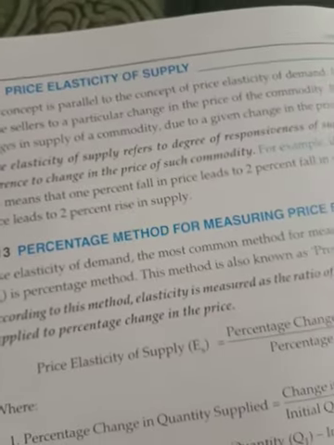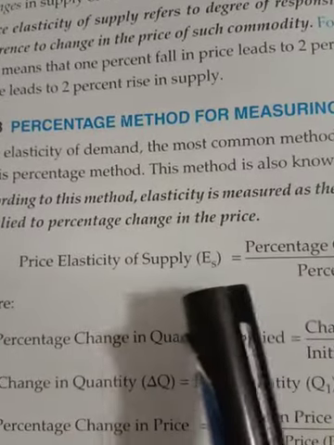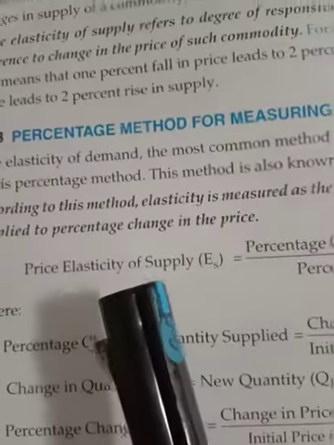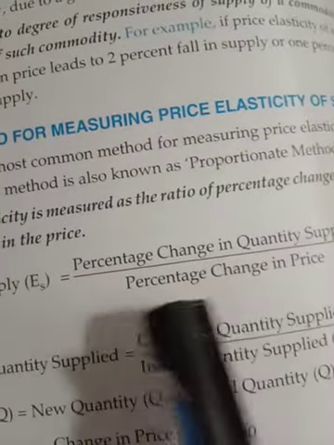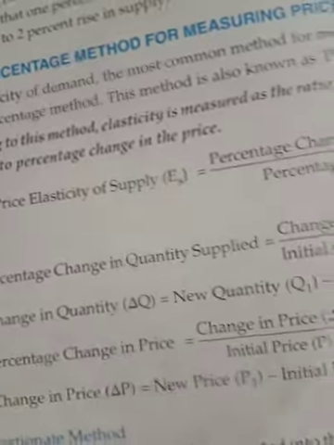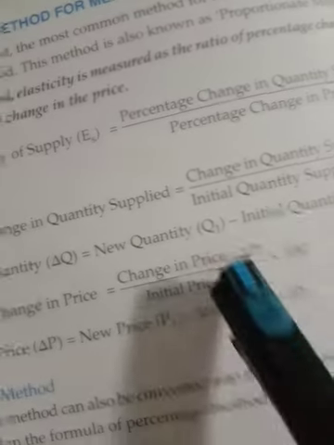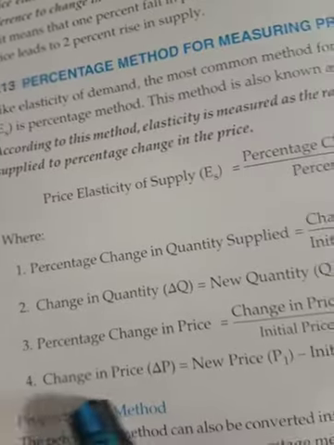Now there are two methods, the percentage method and the proportionate method. Regarding the percentage method, price elasticity of supply, also known as elasticity of supply, is also known as coefficient of elasticity of supply. The formula is percentage change in quantity supplied upon percentage change in price. You have done the same formula in theory of demand also. Percentage change in quantity supplied equals change in quantity supplied upon initial quantity into 100. Change in quantity is new quantity minus initial quantity, meaning old quantity. Percentage change in price, in the same way, is change in price upon old price into 100, and change in price is new price minus old price.